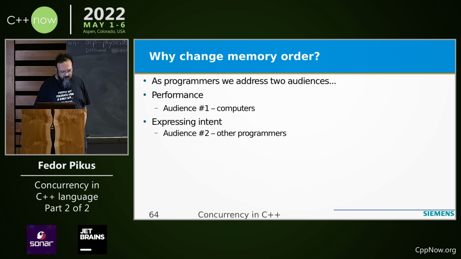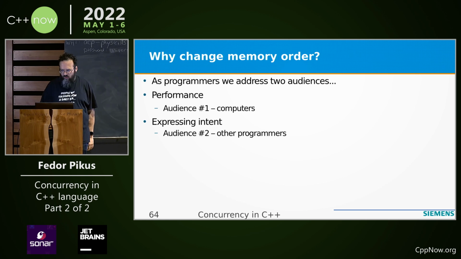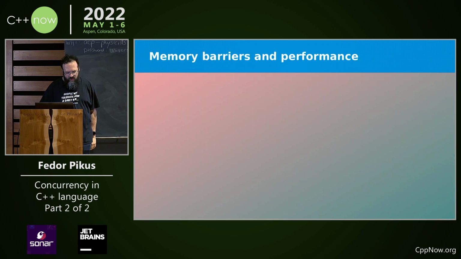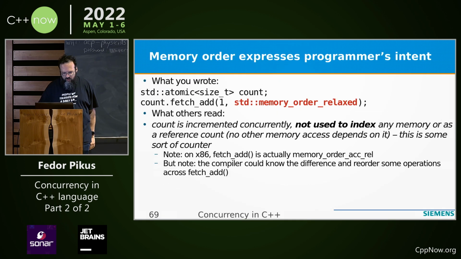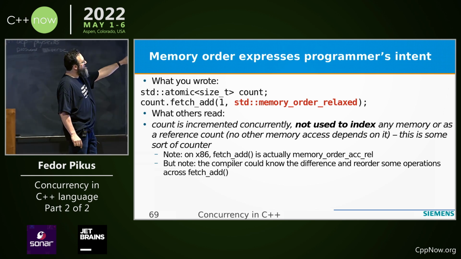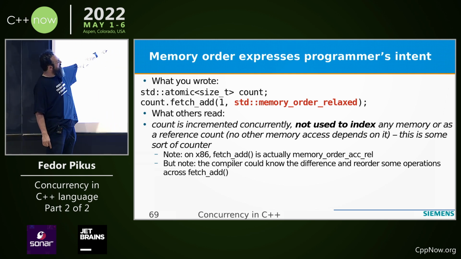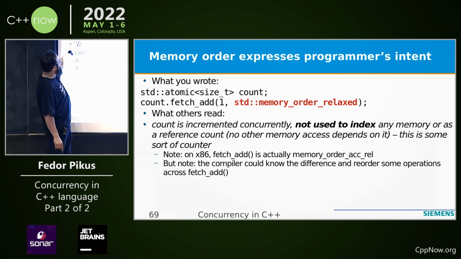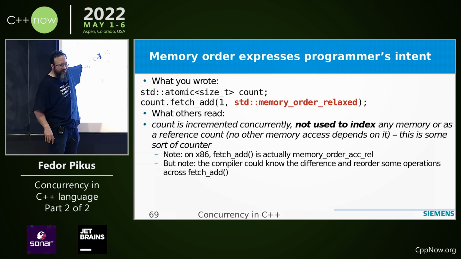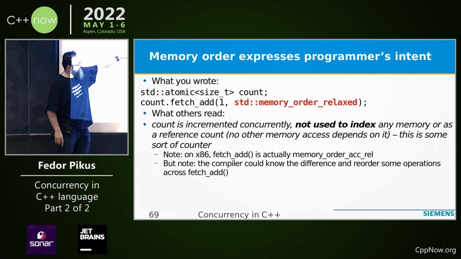The other reason is we don't just write code for computers. We write it for other people. Okay, so I'll skip the performance stuff. The memory order argument actually explains what you want to do. When you write this, you're saying that this number is not used as an index or offset or a pointer into any other data. Because if it were, it would be the wrong barrier. You would want to release it or acquire it. This is just a count by itself. No other memory depends on it. That's why you didn't put any memory order.